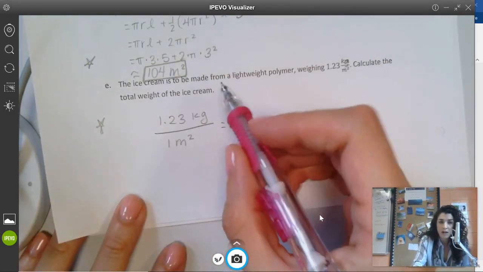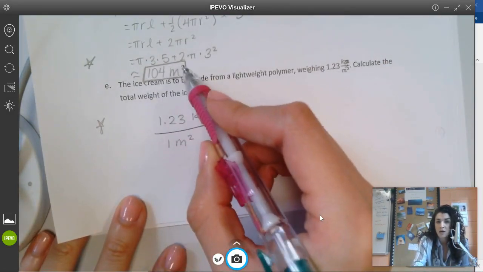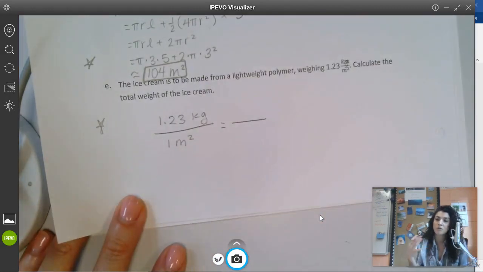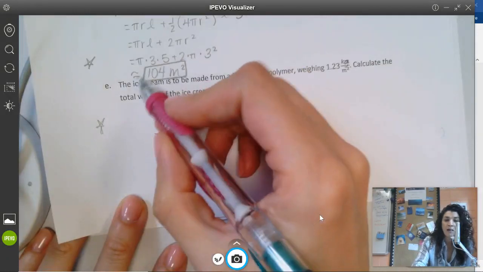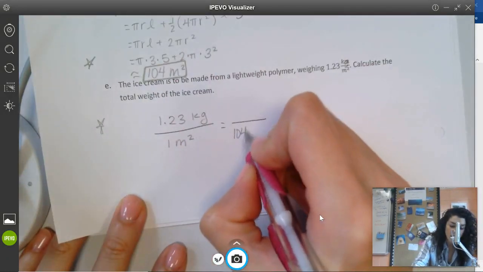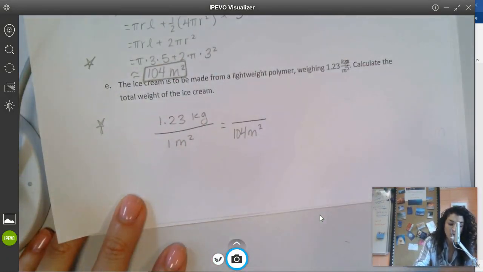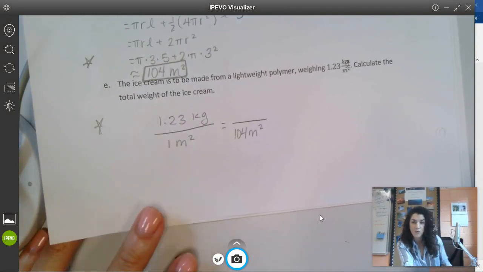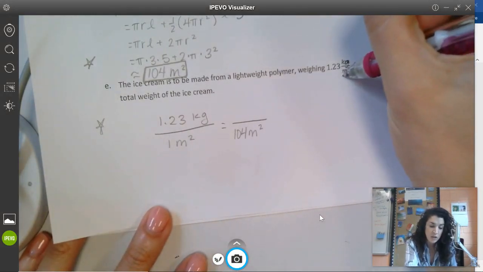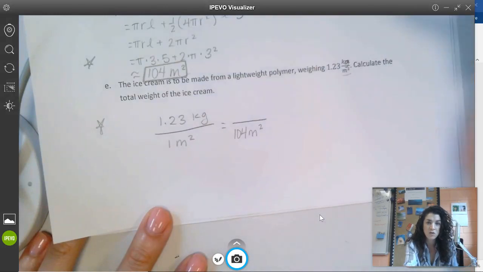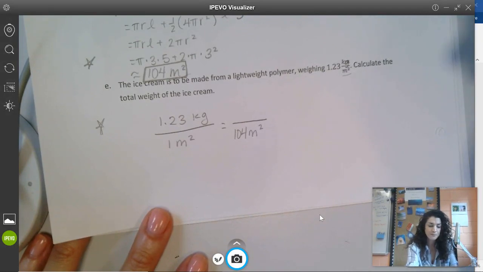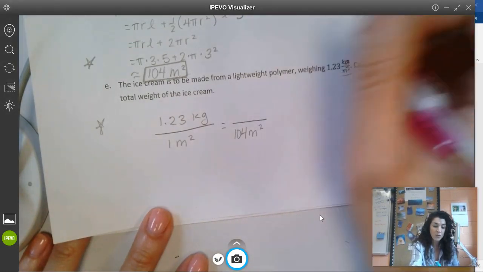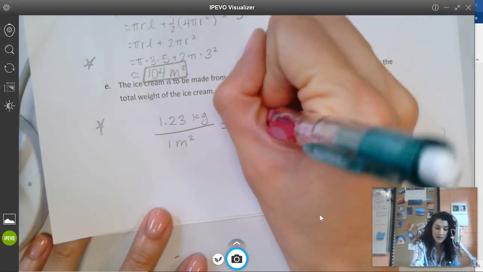So if I said, well, I've got my meters squared, the surface area, which accounts for the material that's going to be making this ice cream, 104 meters squared is the surface area that I need to account for. And notice the relationship between the units, meters squared, meters squared. That would be another hint in the problem for you to be like, okay, I'm using my surface area here. And then you don't know what the weight is, so that would be x kilograms.